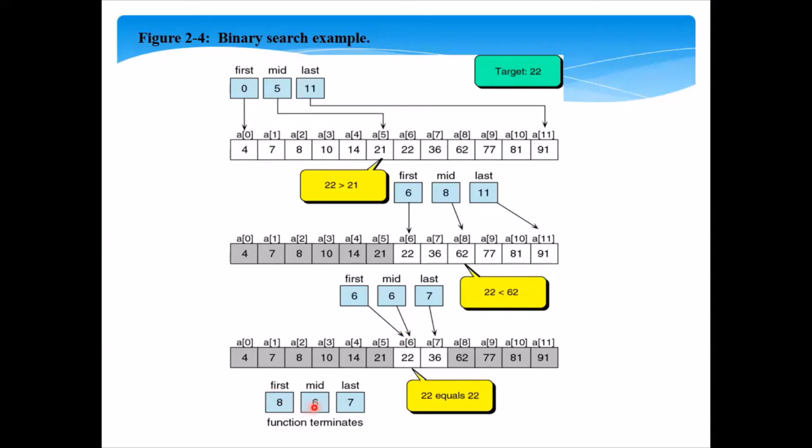Okay. Mid is 6 and the last is 7. By the way, this is not 8, this is 6. So first will be 6. So that's the last iteration. Mid is also 6, and then last is 7.